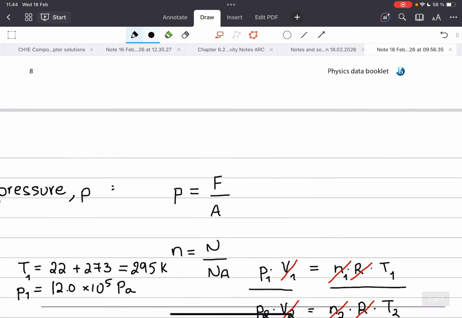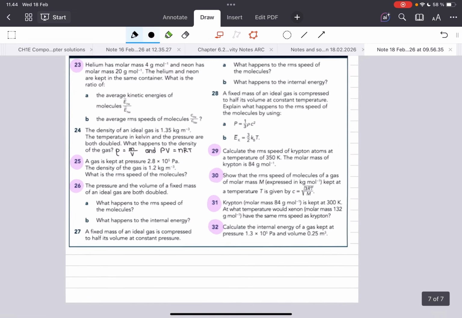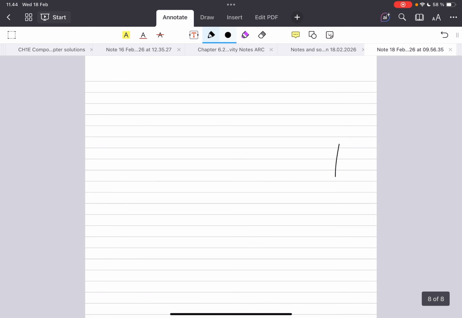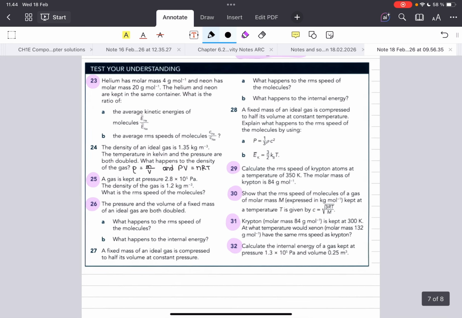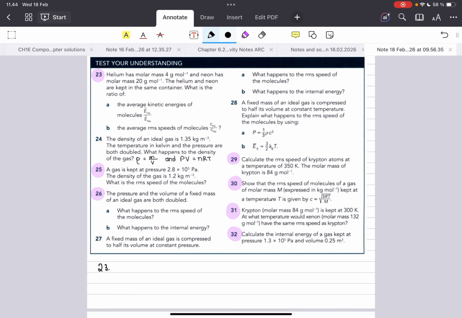So, now that we have all of the theory cleared out, I will go with you and answer the following questions. Those questions here, it is a good idea that we solve them all. So 23, it says helium has a molar mass of 4 grams per mole, and neon has a molar mass of 20 grams per mole.